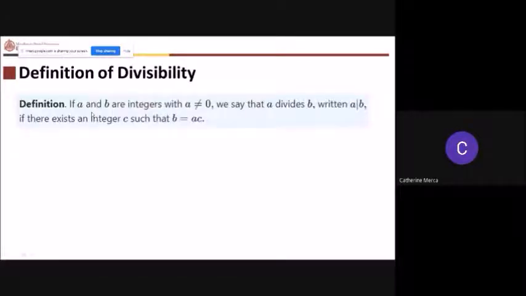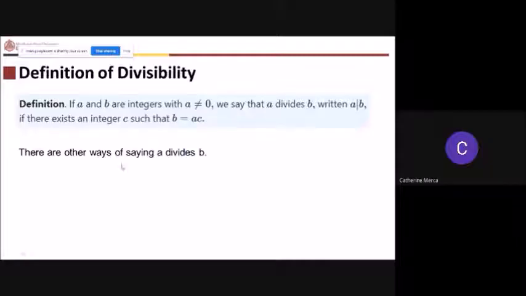If you have a and b to be integers, such that your a here is not equal to 0, then we say that a divides b. It's written as such. If there exists an integer c such that you can express b as a times c. So here you have c to be your integer. Sometimes instead of simply the variable c, you make use of k sub 1, to make it easier to remember that it's actually an integer there.